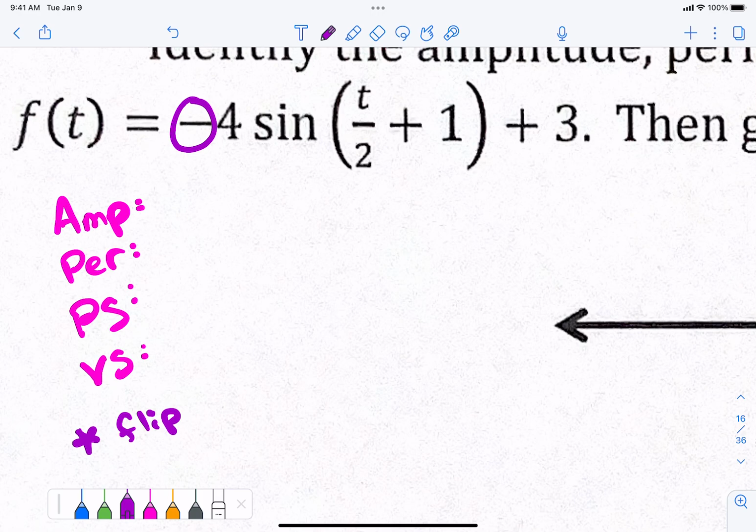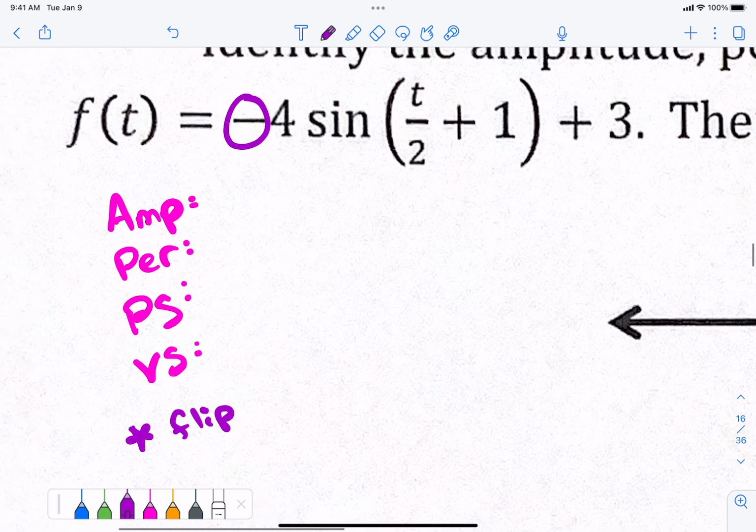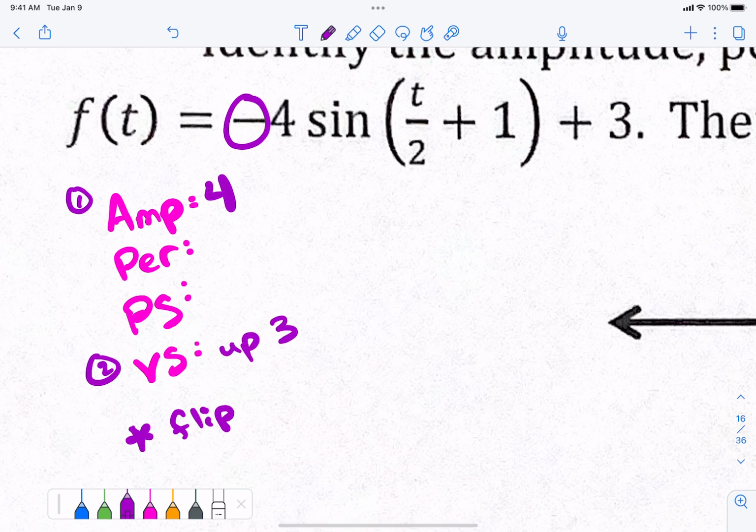What's the amplitude? 4. Not negative 4, just 4. That's the first thing that I do. The second one that I usually address is the vertical shift. What's that? Up 3. You can just put 3 if you want to, but I'm going to put up 3 so I can describe it and know which direction I'm going. The other 2 I have to work for.